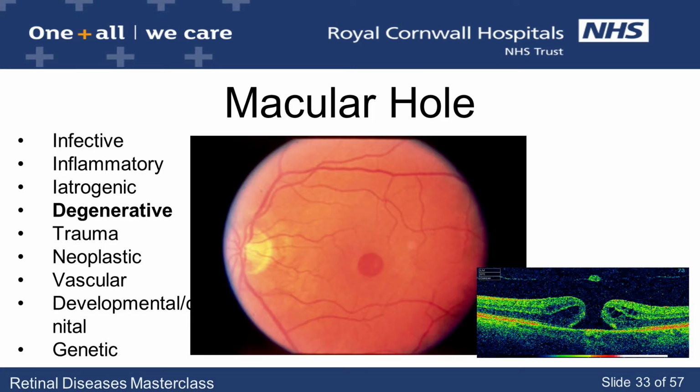Macular holes are what it says on the tin, namely a hole caused in the retina by the vitreous plucking perpendicularly. And you can see a cross-section through the retina in the form of an OCT in the bottom right-hand corner of the slide here.